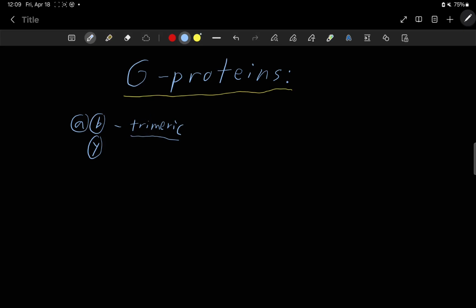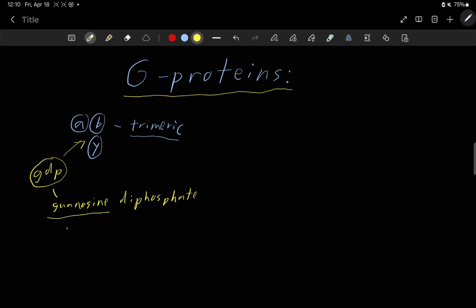But what you'll find is that this trimeric G protein often doesn't exist alone. You can have different things or nucleotides come and bind onto them. For example, GDP. GDP can come and bind onto this G protein. And GDP basically stands for guanosine diphosphate, meaning a guanosine that is bound onto two phosphate groups, di meaning two.